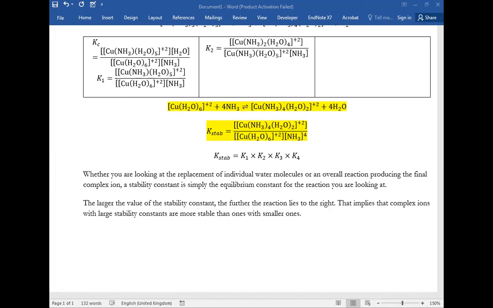Sir, what is the definition of stability constant? It is just an equilibrium constant that involves a complex when a ligand exchange is taking place. Okay. Now let's have a look at a past paper question.